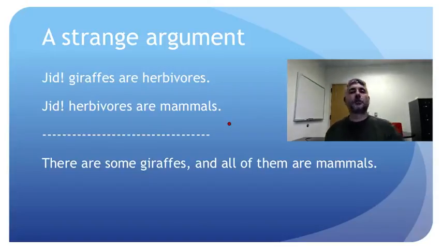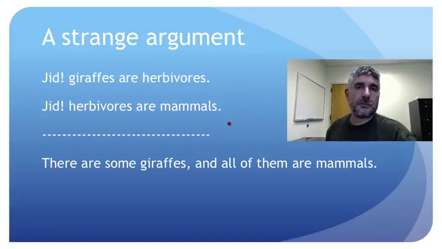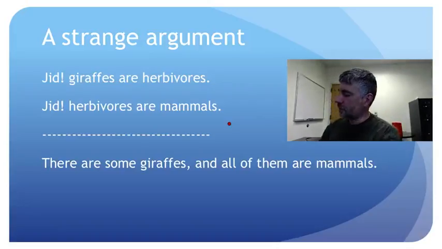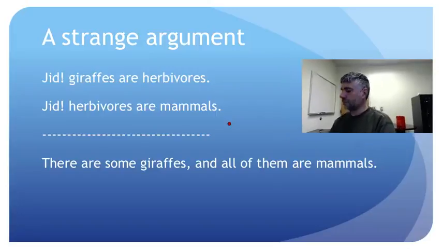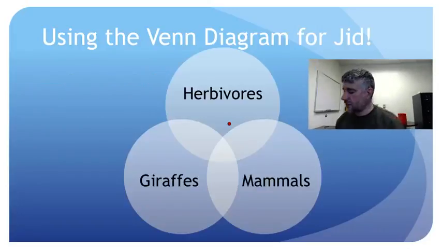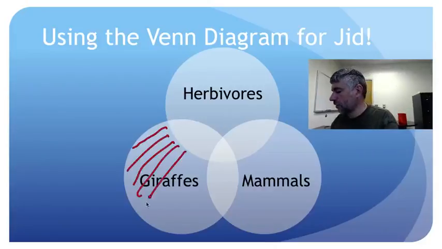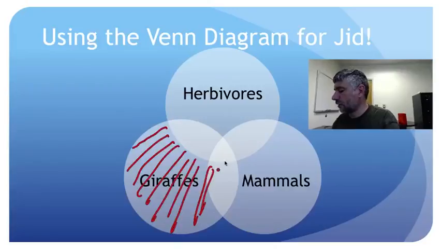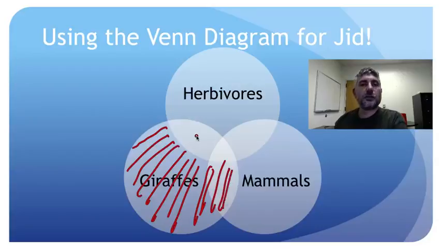Well, let's use the Venn diagram for jid to figure out whether or not it's valid. So the first premise says, jid, giraffes are herbivores. So, how do we represent that? Well, remember, we have to shade out the portion of the giraffe circle that's outside the herbivore circle, and we have to draw an X that's in the giraffe circle and in the herbivore circle. We don't know quite where to draw that X, so let's hedge our bets right now and draw it over here. Okay.